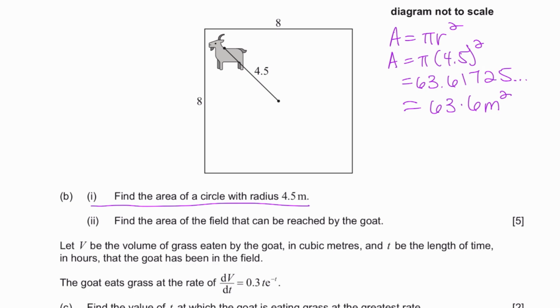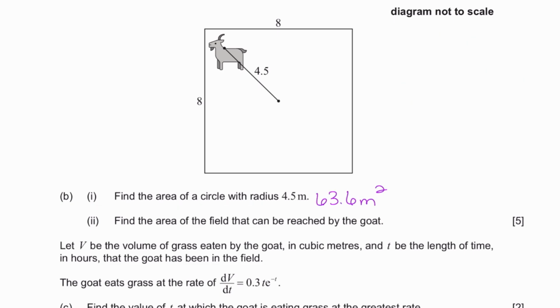All right, so now it says find the area of the field that can be reached by the goat. So what is happening with this goat? This goat is going to come out this way because of the fact that it's 4.5 to make this circle. I know this is a pretty lousy circle. Let me try this again. I think you get the idea. The whole point is that the goat is going to come out, okay, a little bit.